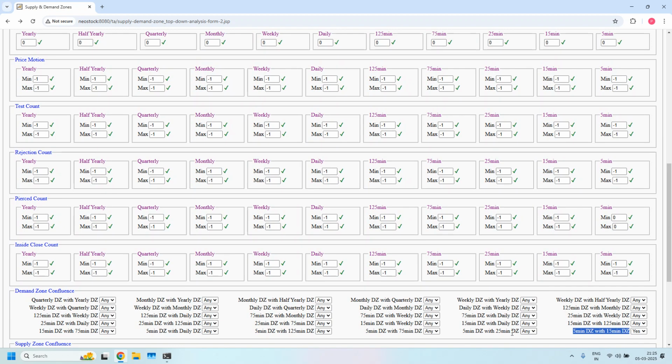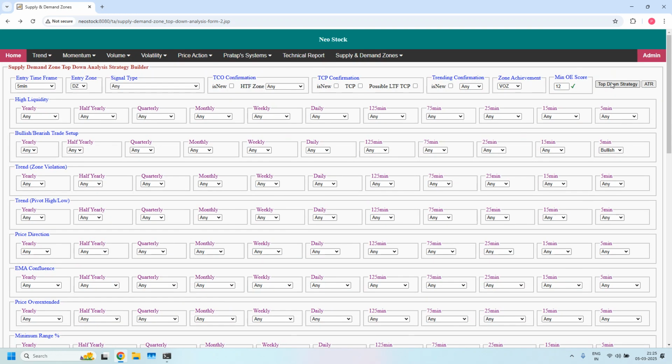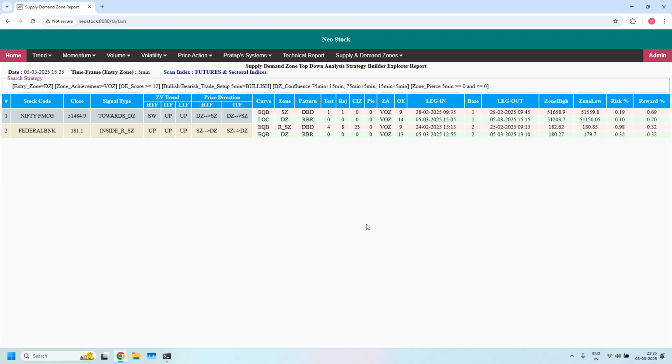Already 5 minutes and 15 minutes set. Next 5 minutes demand zone with 75 minutes demand zone confluence. 15 minutes with 75 minutes demand zone confluence. With all the 3 filters, we got 2 stocks. LTF, ITF, HTF. That is 5 minutes, 15 minutes and 75.